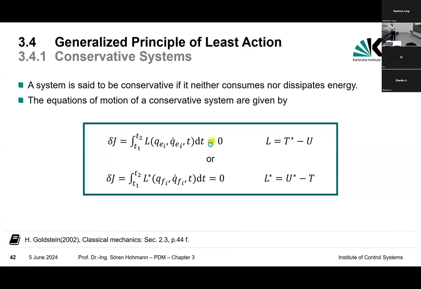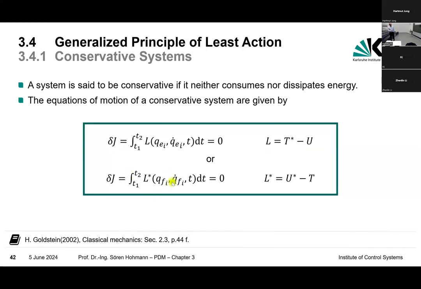You can also say a system which does not consume any kind of energy and does not dissipate energy. So there are no sources and dissipative elements. There, obviously, on the right-hand side, nothing comes in, nothing goes out. Everything stays in the system. And then the equations of motion are given by this fact: delta J has to be 0 with L equal to T star minus U.